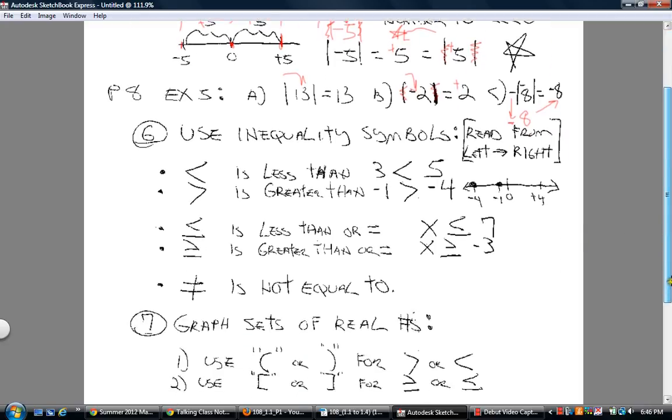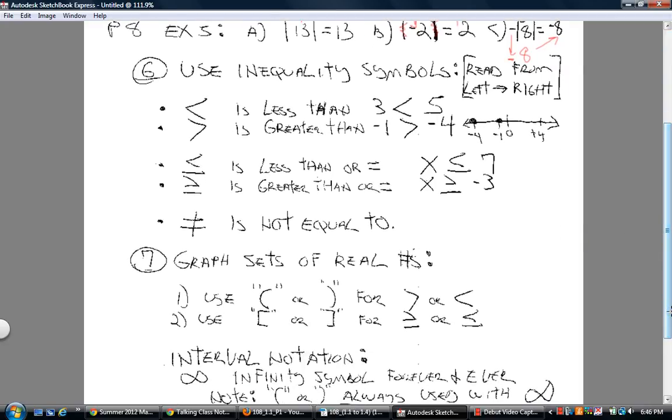We're going to move on real quick to objective number 6, and we're going to deal with inequalities, use of inequality symbols. Inequality means they're not the same. Something is less than or greater than another. It's a comparison, and so we've got some symbols here. Key thing here is to try to remember to read these from left to right when you see the symbology.